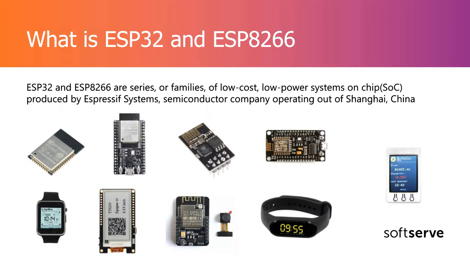ESP32 and ESP8266 are series of low cost and low power systems on chip produced by Espressif Systems. Here in the picture, you can see different types of such boards, and all of them are based on ESP32 or ESP8266 MCU. You can connect a camera, you can create your own wearable device like Xiaomi Mi Band or other smart wearables. You can use devices with e-paper for low power devices, for battery powered devices.